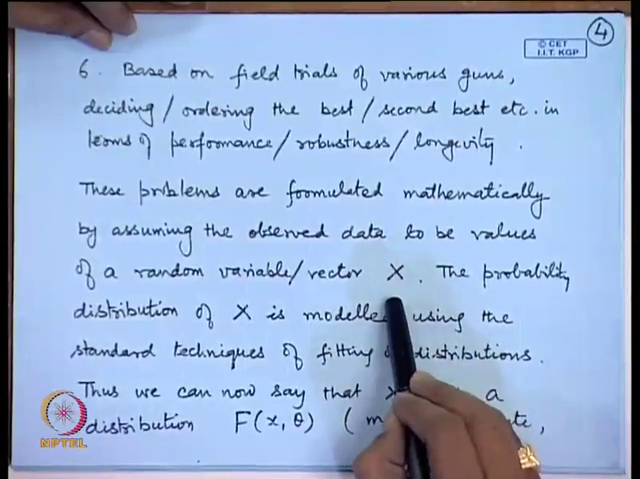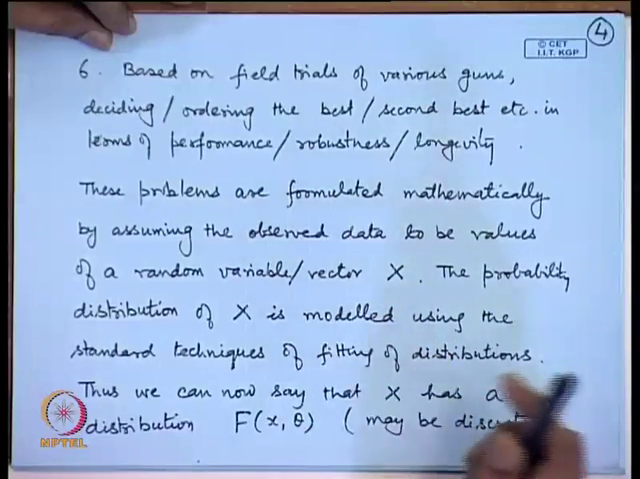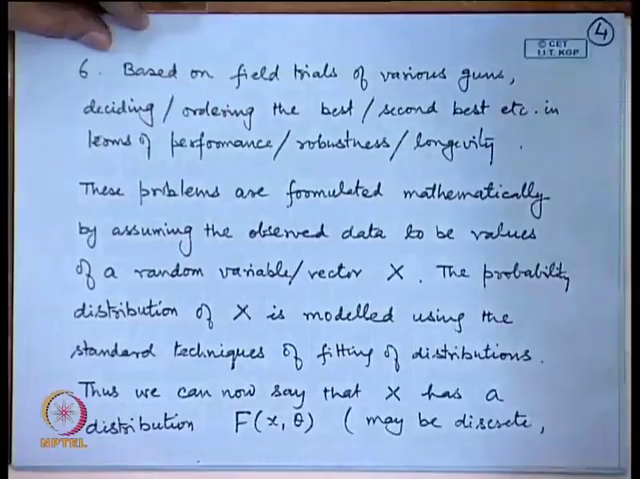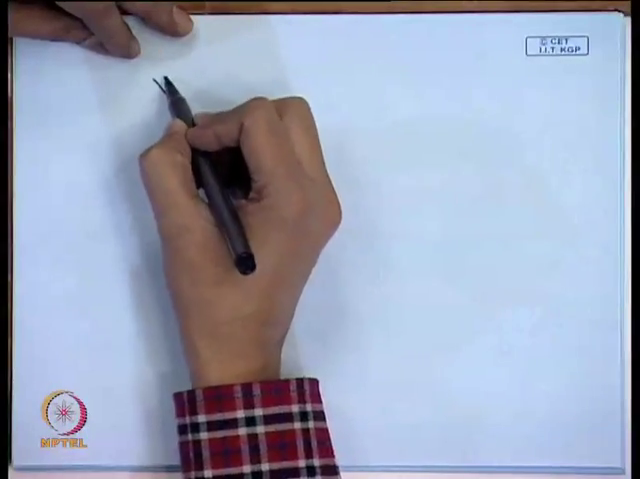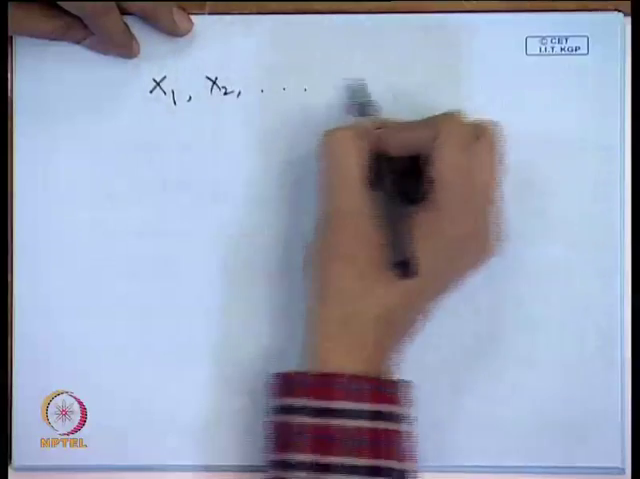These kinds of problems are usually formulated using a mathematical model, or you can say a statistical model. The field person gives some data to the statistician. The data is in the form of certain numerical values or some observed values. The statistician treats these values as the values of a random variable X. We use the notation capital X, which denotes the random variable whose observed values are given to the statistician by the end user. We call the values x1, x2, ..., xn.